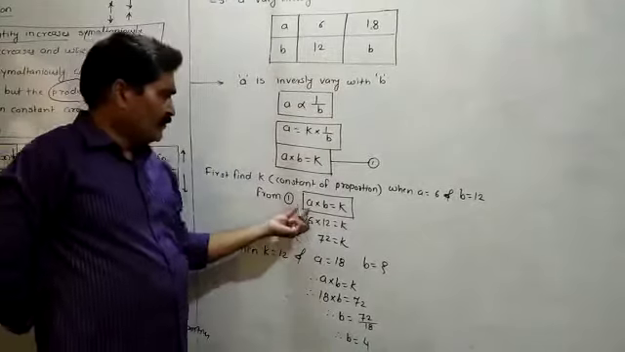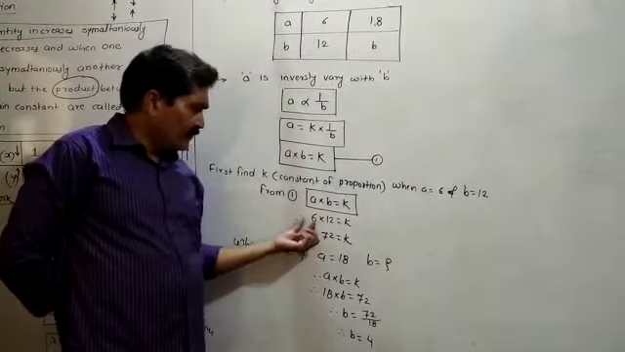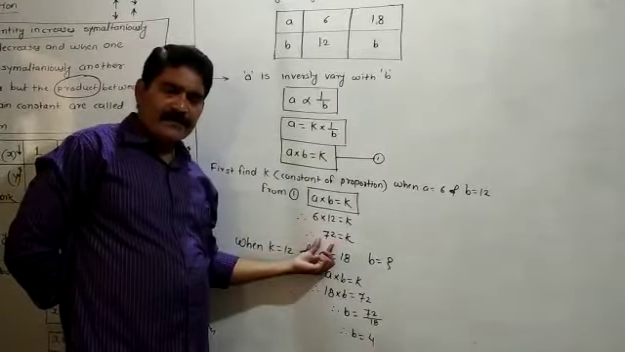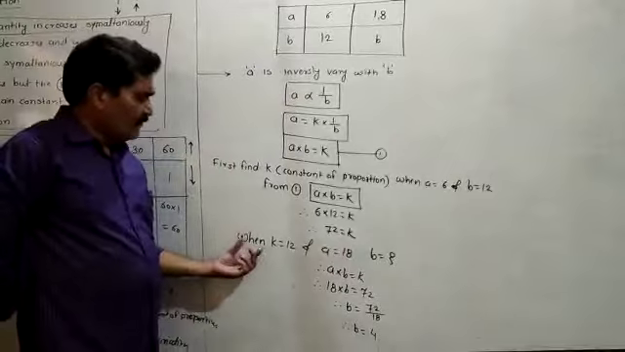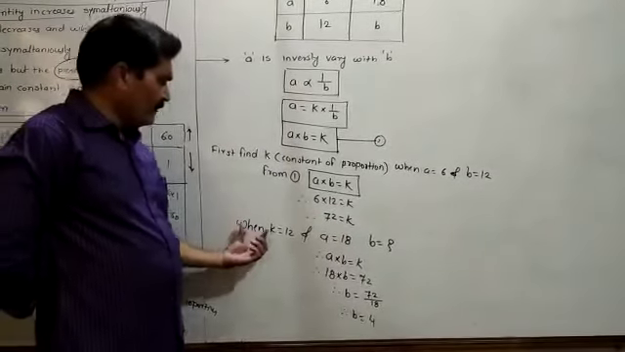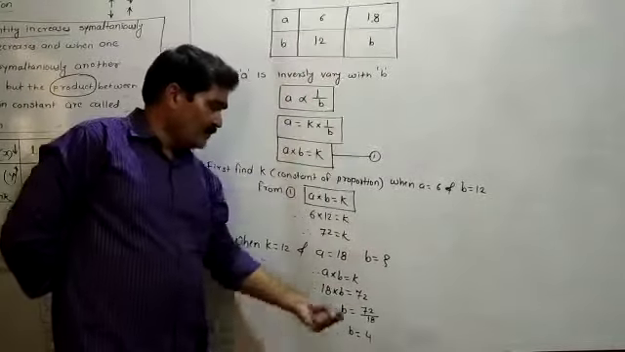So what you have to do, you have to put the value of A and B. 6 multiplied by 12 is equal to K. 6 multiplied by 12 is equal to 72. Therefore you have to say that K is equal to 72. Once you will get the value of K, then when A is equal to 18, you have to find out B is equal to question mark.